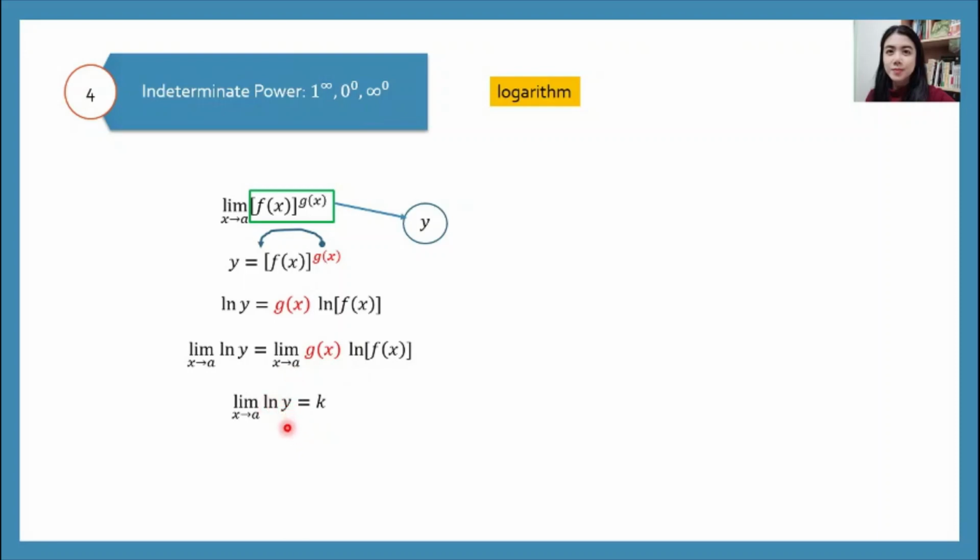So apply the exponent to both sides, then you have y at the left hand side, and you have e power k at the right hand side. And then remember, our y is actually this function, so change the y back. So you have the answer.